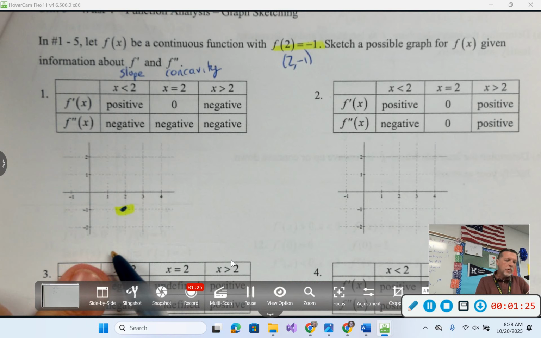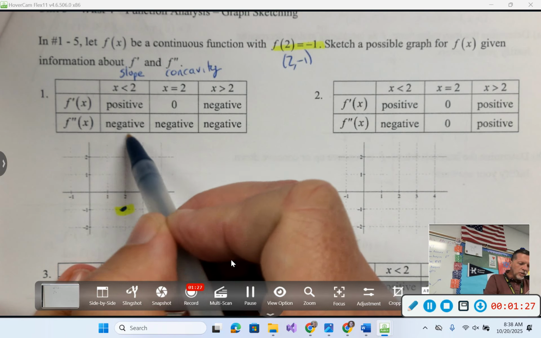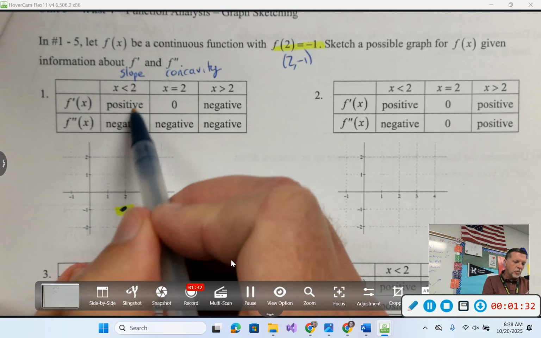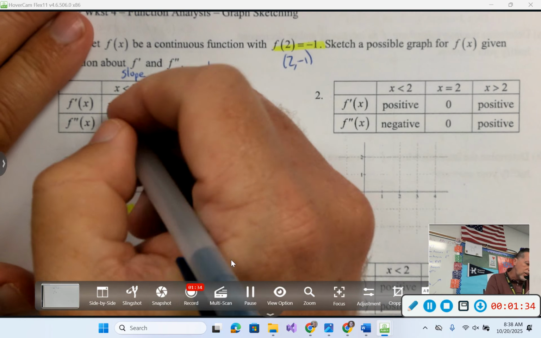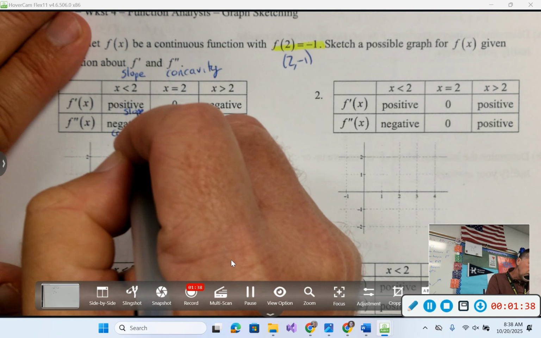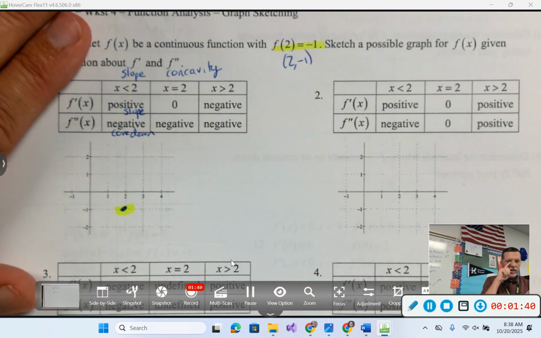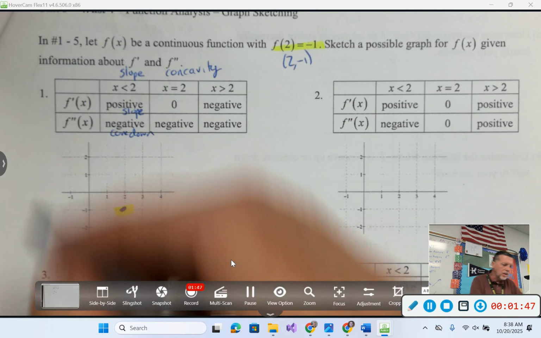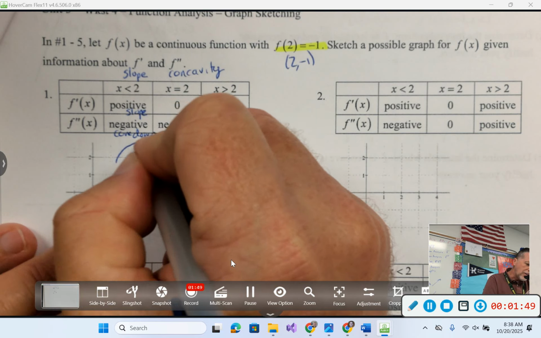So before we try to put this on a graph, let's try to draw a little picture right here of a piece of a graph that has a positive slope but concave down. So positive slope but concave down. So I want to be increasing but frowny face, right? Concave down. So increasing but frowny face would look like that.